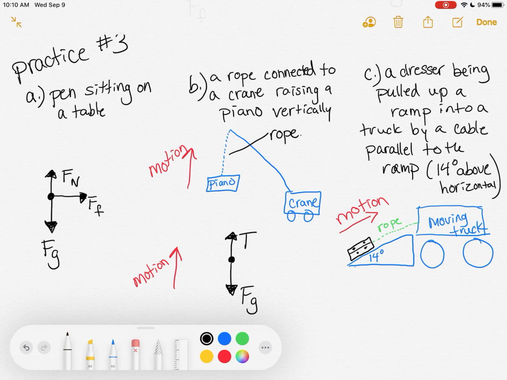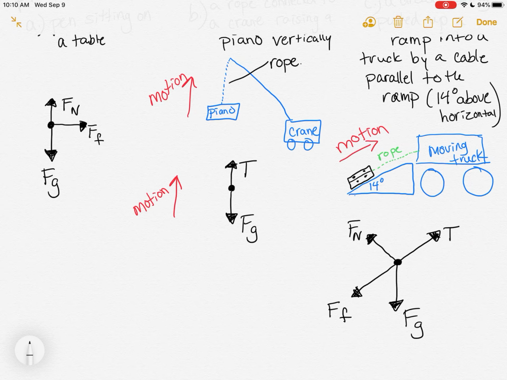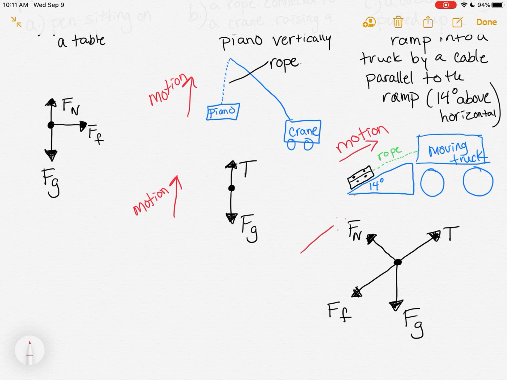All right, so then our free body diagram for our dresser. So we know for our dresser that we're gonna have our force of gravity pulling it down, okay? We know we've got this angled force up here, which is tension. We know we're gonna have a normal force, okay, which is our Fn, which is going to be perpendicular to our ramp, okay? And then we also know we're gonna have this force of friction on our ramp, okay? Now, we're gonna add our motion in there as well.